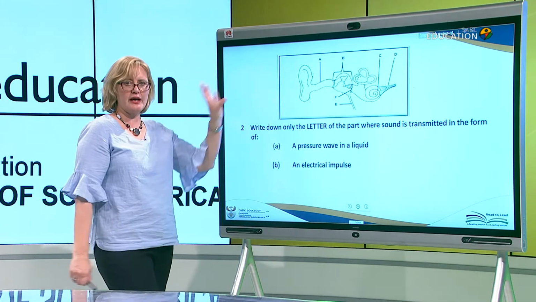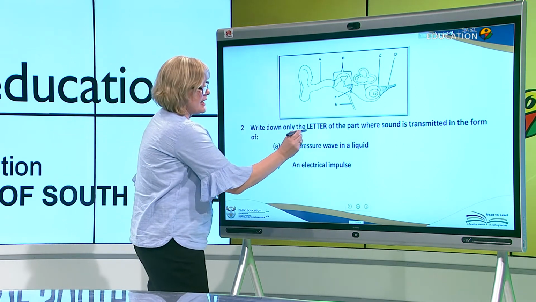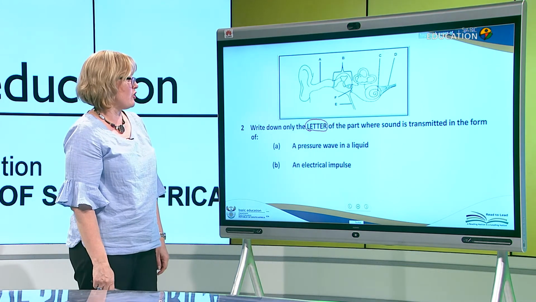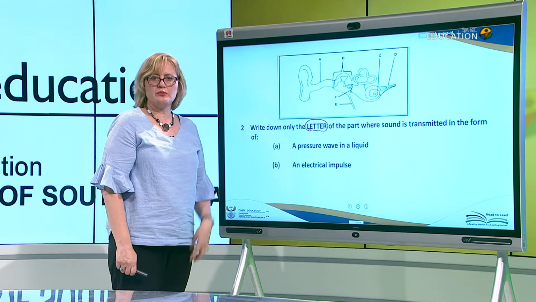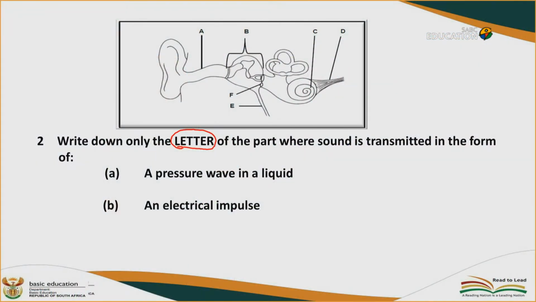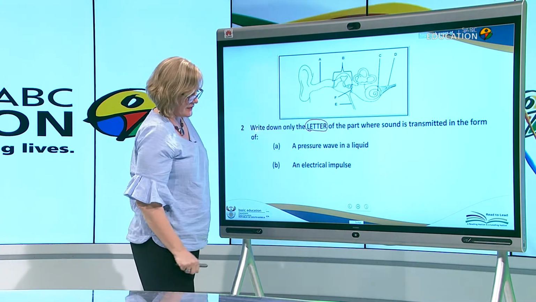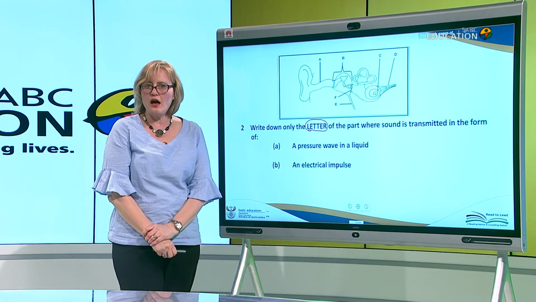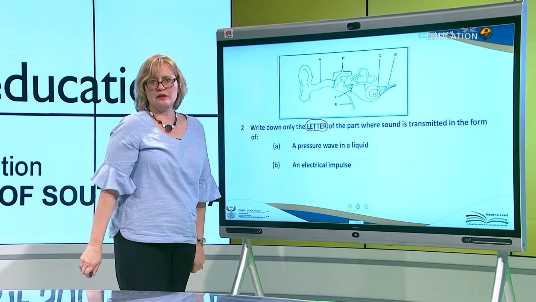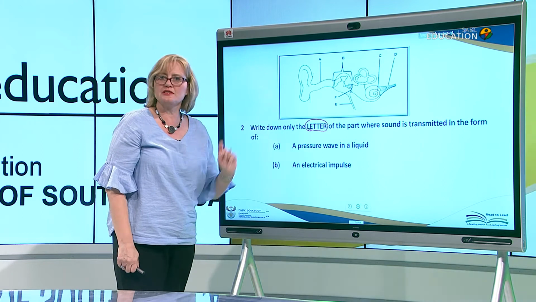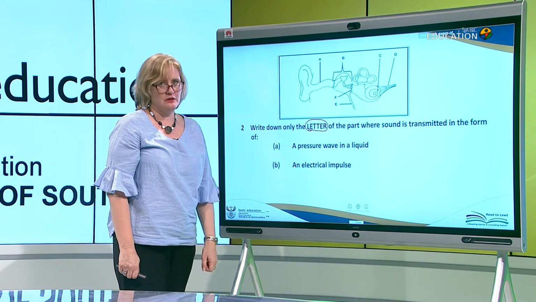Let's look at another question. Number 2, same diagram. Write down only the letter of the part where the sound is transmitted in the form of a pressure wave in a liquid. Do you remember I told you that you need to know where the different things are? Pressure wave in a liquid. The only part that there's a liquid in this ear is there, right, in the inner ear. So it will be in the cochlea, number C. Can you write cochlea there? No. They said letter. If you write cochlea there, 0. Sorry for you, you cannot read apparently because the question said letter. It didn't say just write the name. You must read your questions.